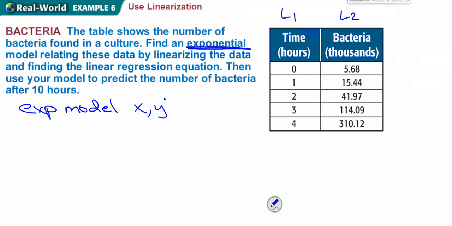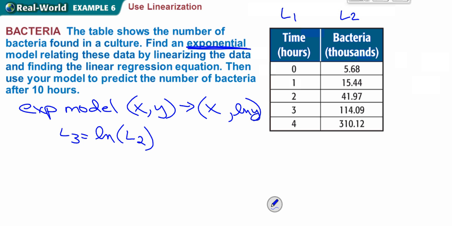So that maps x, y onto, what does it map it onto? x, ln y. So do I need list 3 and list 4? No, I only need one, and I'm going to make it list 3, and it's going to be the ln of which list? List 2. So list 3 is going to be the ln of list 2. And I just have this number, it's 5.737. Somebody has to tell me if that's what they got.